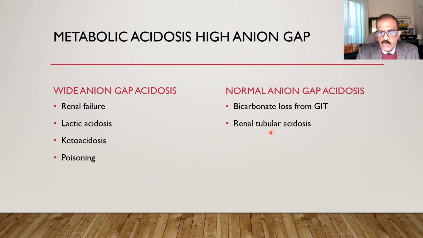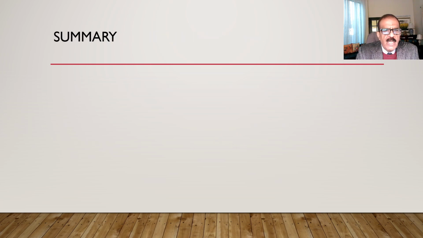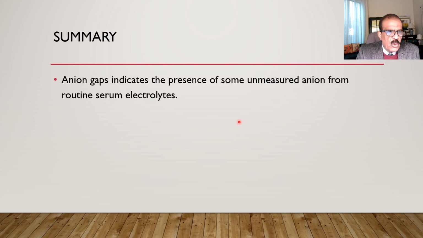Renal tubular acidosis, again, is a condition where there could be acidosis with an intact anion gap. So this is the clinical scenario where it is applicable. I think this was it. It is actually a short video. Let me give you the summary, and the summary is also very short.